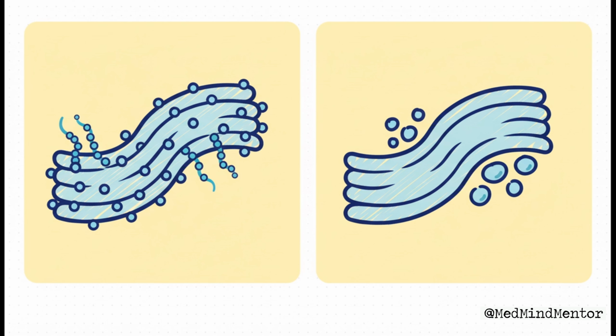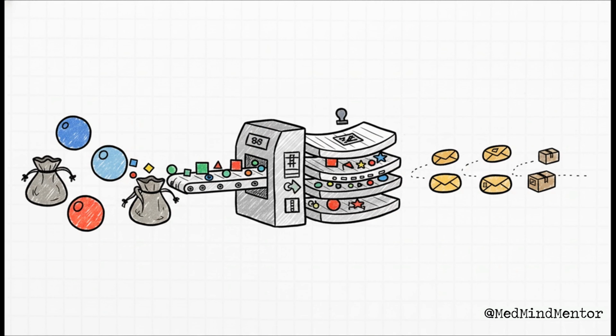A great way to remember the Golgi is to think of it as the cell's post office. Proteins and lipids arrive from the ER like mail. The Golgi then modifies them, sorts them, and packages them into little bubbles called vesicles, so they can be shipped off to their final destinations, either inside or outside the cell.